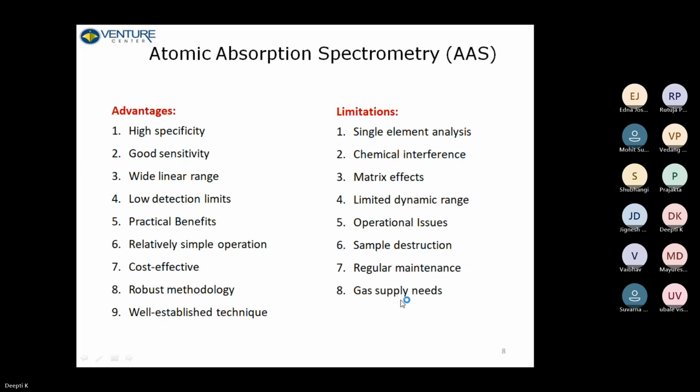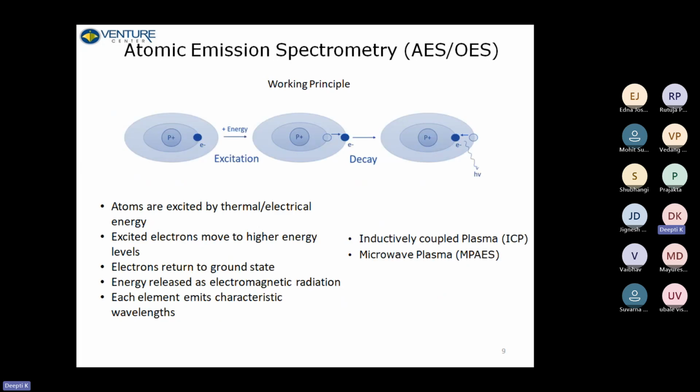The only limitation here is it is slow. Because we are measuring elements one at a time, the duration of the analysis is longer. It suffers from matrix effects because of the low efficiency levels. It has a limited dynamic range. It does have certain operational issues in the sense that we have to change the source each time we want to analyze a different element. Regular maintenance is required, and gas supplies are heavily used.